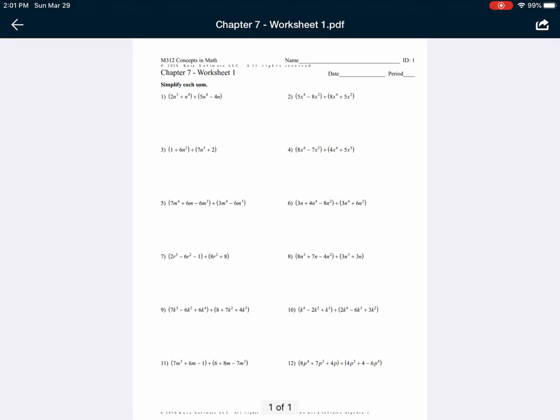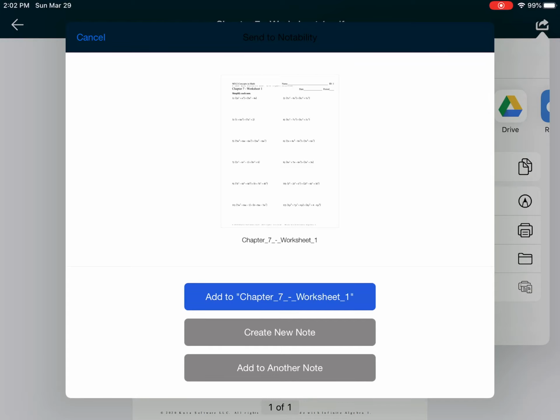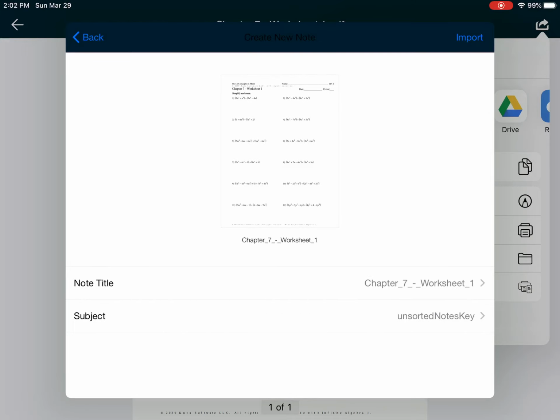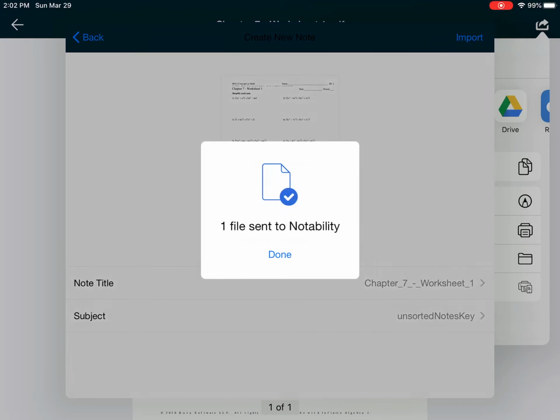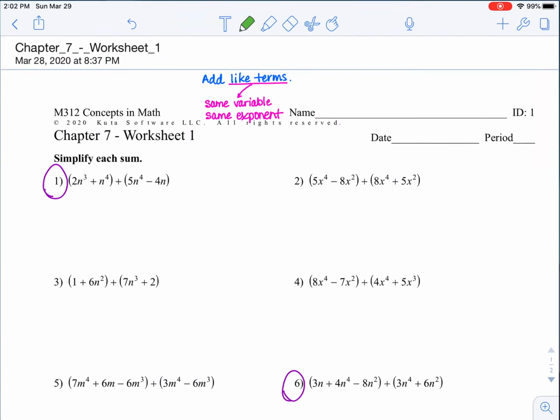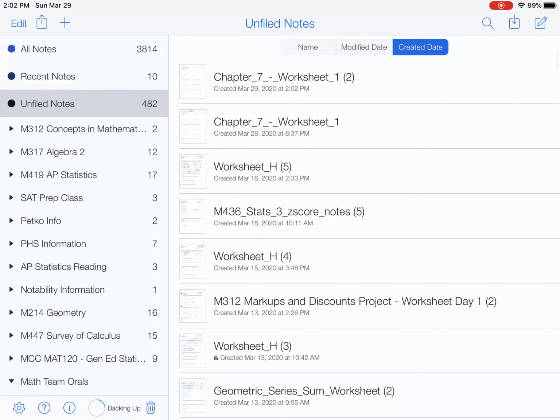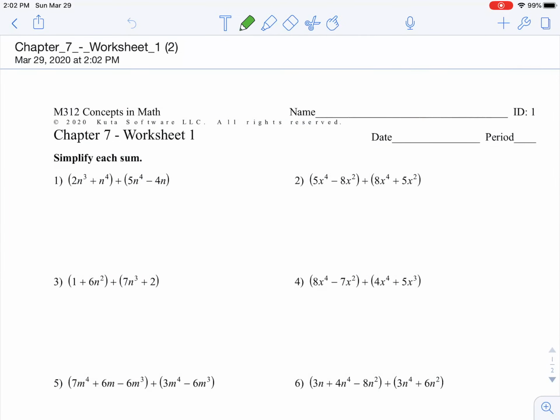So I'm going to click the share arrow box at the very upper right corner of your screen. And that is going to say, well, where do you want to put it? I'm going to click Notability. And then I'm going to say Create New Note. And in the upper right corner, I'm going to say Import. And then it's going to tell me one file sent to Notability done. So now I can go to Notability and go back to this first screen. You might have to refresh it. And the one on the very top is the one I just put in. So there you go. And then you can write on it.